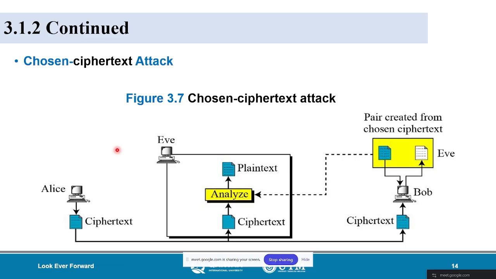Now, how about the chosen ciphertext? It is the opposite of it. Once Alice wants to send the ciphertext to Bob, Eve intercepts and analyzes it to get the plaintext. Now, how does this analysis work? Pairs are created from the chosen ciphertext. She creates the pairs from the chosen ciphertext, and now with the plaintext she will analyze and understand it. However, this side would be from the Bob side. The chosen plaintext was from the Alice side.